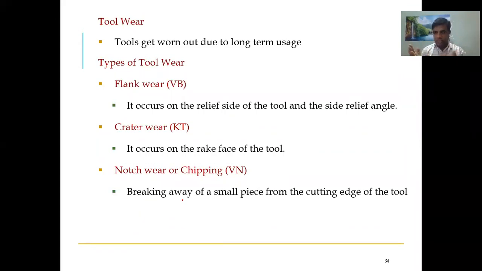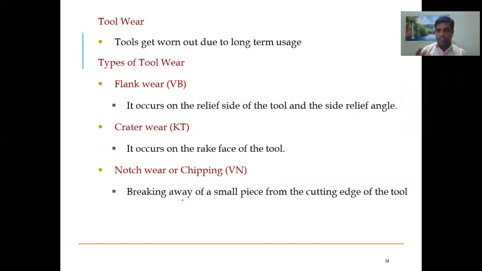So not only surfaces, even your cutting edges or cutting nose, what we used to call a single point cutting tool, can also wear out. That wear is called notch wear or chipping. Chipping means tool chipping, not work chipping. In that, whatever sharp edge is there wears out. So wearing out of the sharp edge is called chipping, or nothing but notch wear.